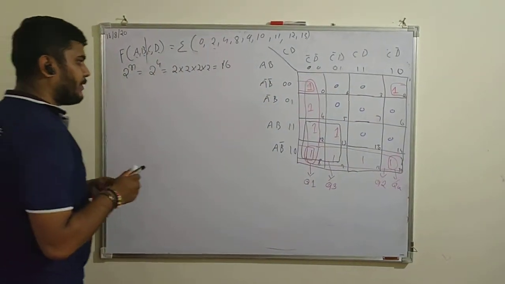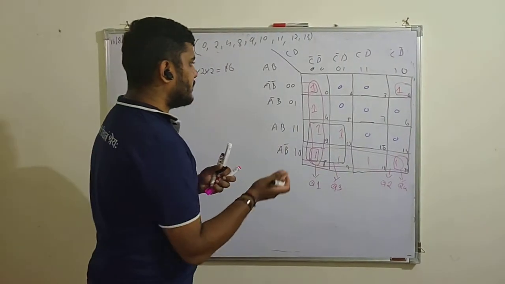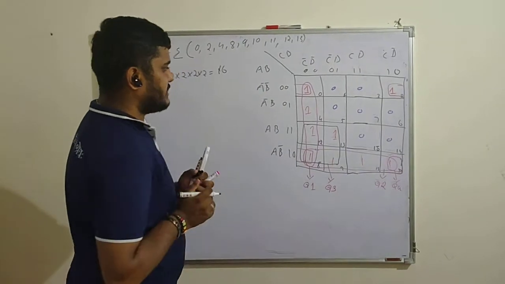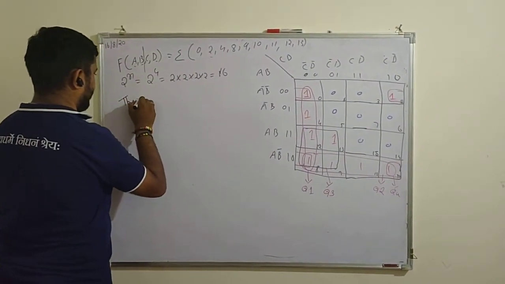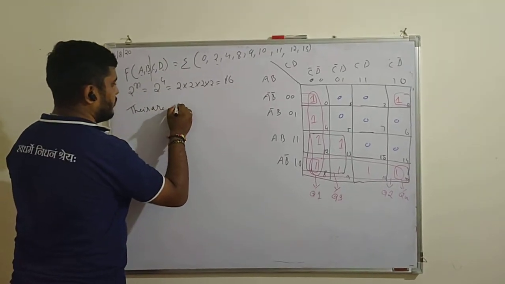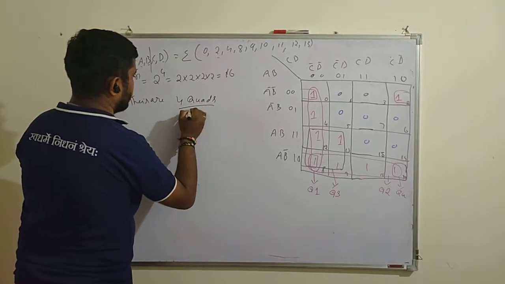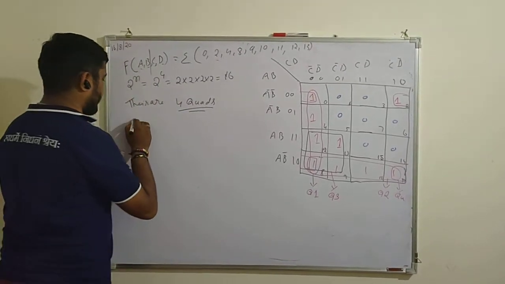Now what should I do? I should write how many quads there are. I don't need to look for pairing because I finished my mapping in quads. So I should write them. There are 4 quads. Which are those, now I should write.